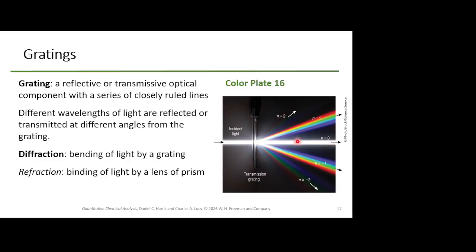there's a variety of ways you can do a monochromator. Diffraction gratings are one of the more common ways, and one of the more price advantaged ways of doing that. This can be a reflective or transmissive optical component. Do you guys know the difference between reflective and transmissive?